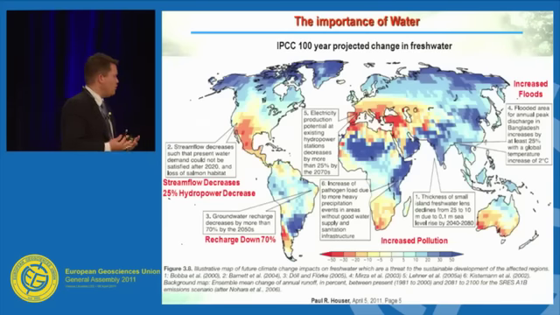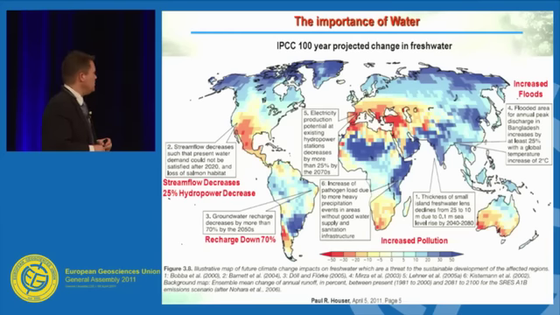So we also know water is rather important, and it's going to be changing. This is a 100-year projected water change of freshwater availability, mostly for river flow. In the red, places that are decreasing, and blue, increasing. So we see places like this, stream flow is decreasing, causing hydropower decreases. We see large decreases in recharge. We see increased flooding in some places and increased pollution.